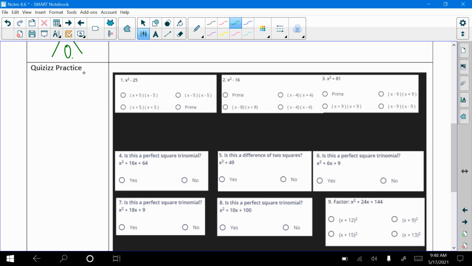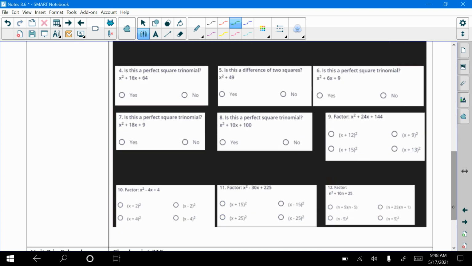Then we get down to the quizzes practice. The quizzes practice, I want you to try this on your own. And after you've tried this on your own, I will give you the answers.